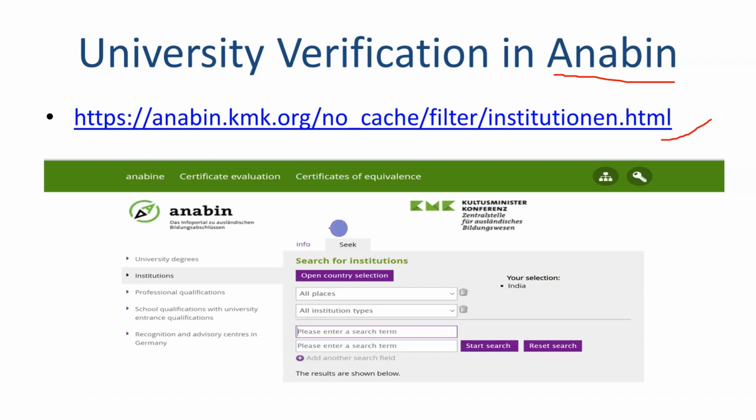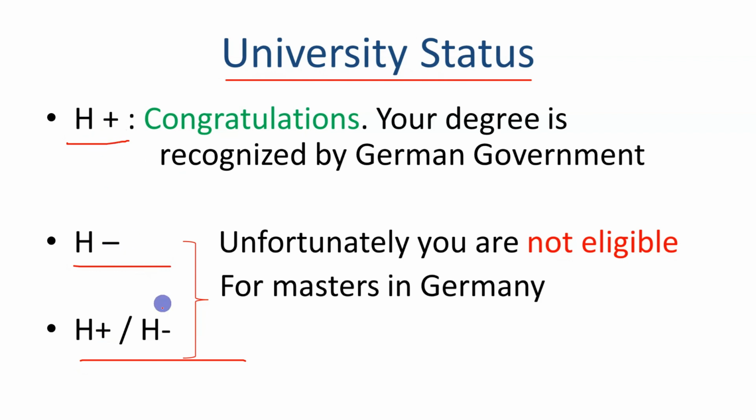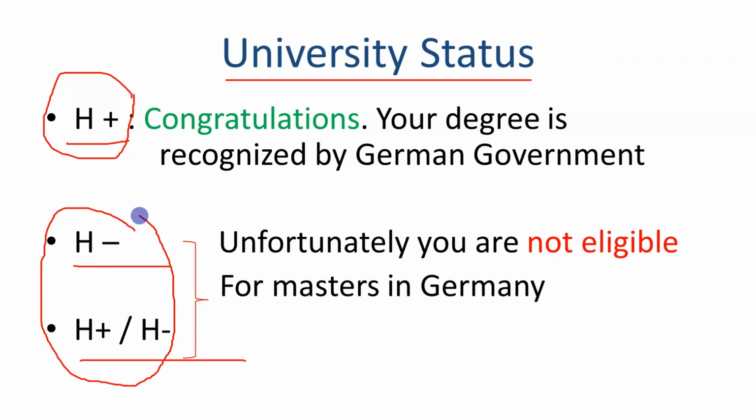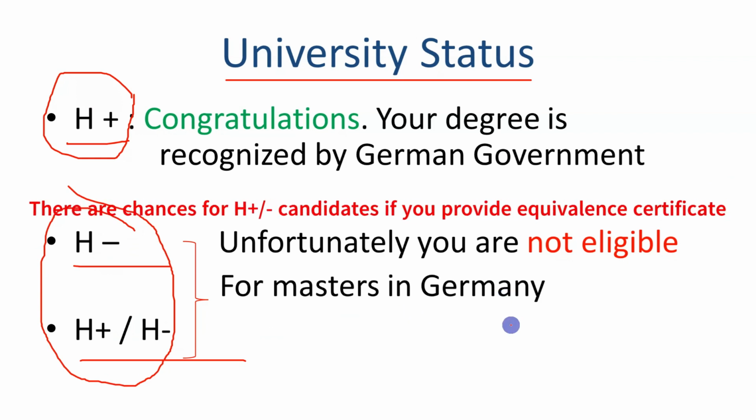This is the URL of the website, and this is how the universities are recognized in these three different status: H plus, H minus, and H plus or minus. If the university you graduated belongs to H plus category, then congratulations, you can proceed with the APS application process. If your university falls under any of these H minus or H plus or minus, unfortunately you are not eligible to do your masters in Germany.